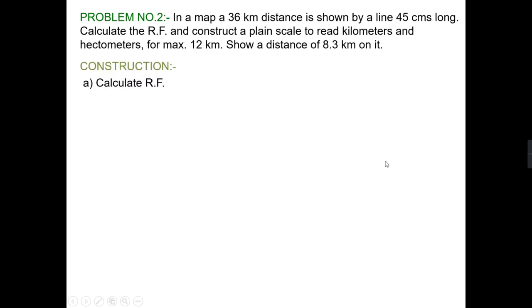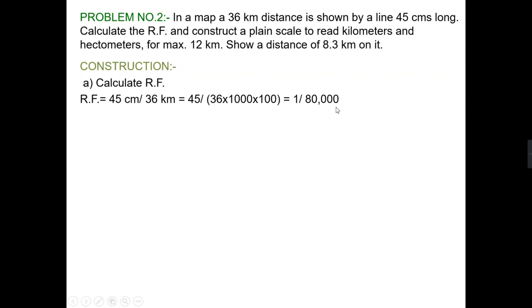So first of all we will calculate the RF. So for RF it is given that the length of the drawing is 45 centimeter and the actual length of the object is 36 kilometers. Okay, so like that we can find the RF. It is coming out to be 1 by 80,000.